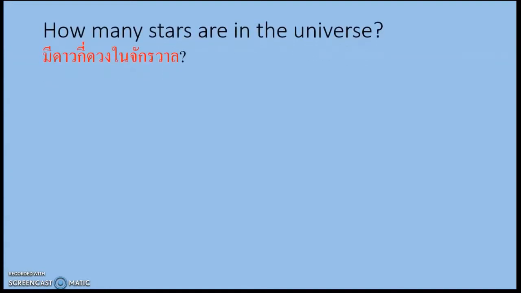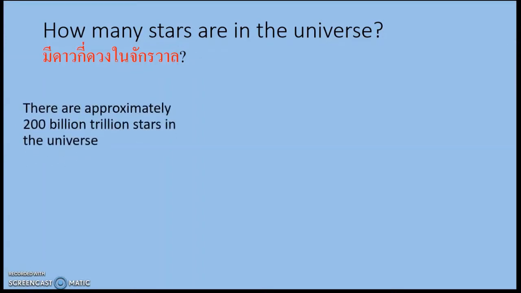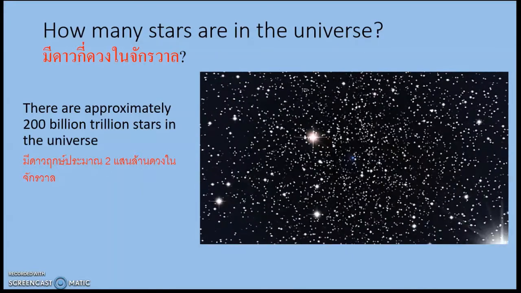How many stars are in the universe? There are approximately 200 billion trillion stars in the universe. Oh my god. And there's a lot of them. Look at that. Yes. And you can only see them during nighttime.